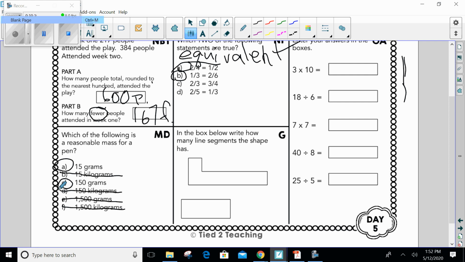In the box below, write how many line segments this shape has. Well, it has 2 shapes, but you're supposed to write in that box. I got confused when I saw that too. Here we go. Line segments. How many sides does that polygon have? So let's look at 1. Just count them. 2, 3, 4, 5, 6. It has 6 line segments.